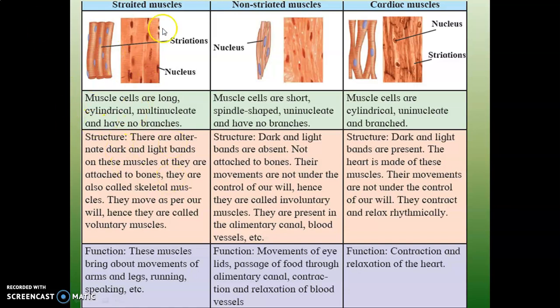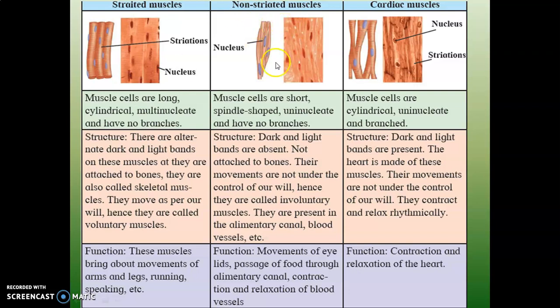There are alternate dark and light bands on these muscles and they are attached to bones. They are also called skeletal muscles. They move as per our will, so they are called voluntary muscles. So these are the voluntary types of muscles that move according to our will. These muscles bring about movement of arms, legs, running, speaking, etc.